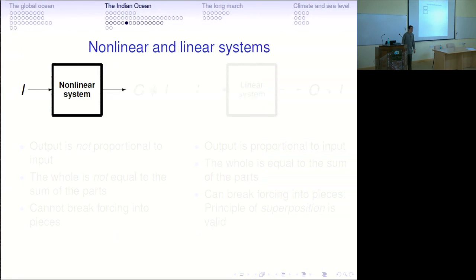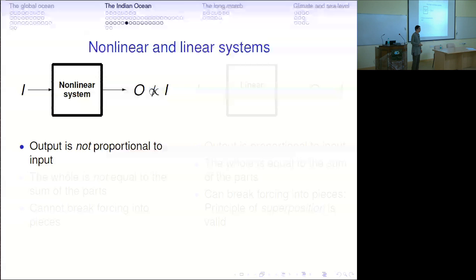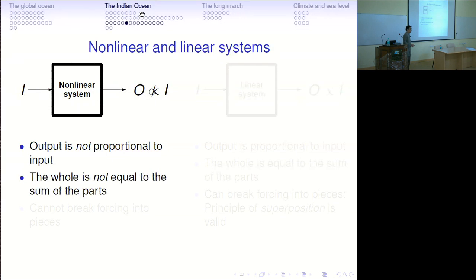And the major simplification we are going to make is that we linearize the model. So what do we mean by linear? What's a nonlinear system? In a nonlinear system, output is not proportional to the input. If I have inputs I1 and I2 and outputs O1 and O2, O2 plus O1 is not proportional to I2 plus I1. That's the essential feature of nonlinearity. The whole is therefore not equal to the sum of the parts. So if I break my system into multiple pieces, I can't just add them and expect to get the sum total.